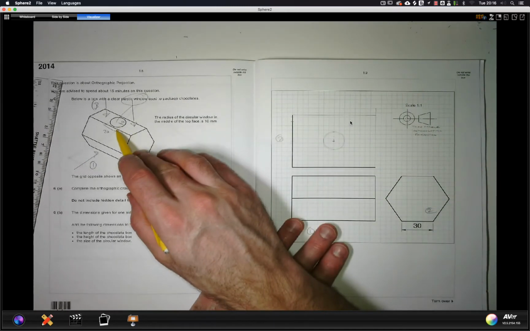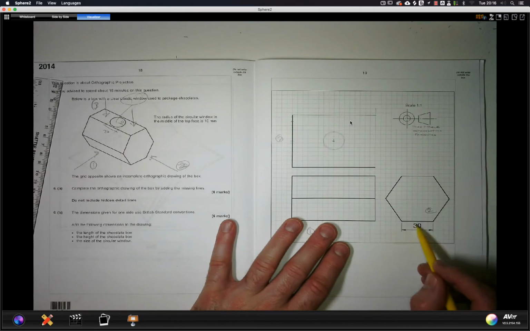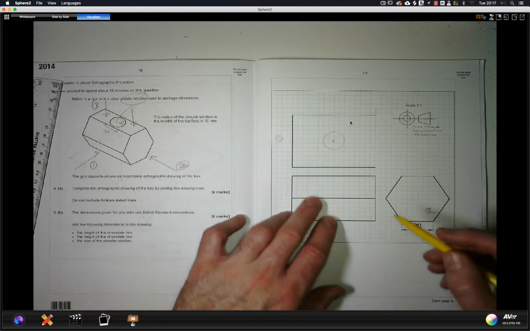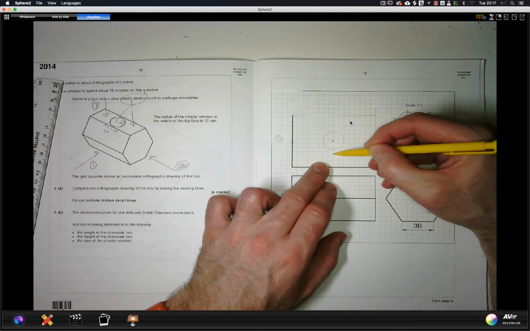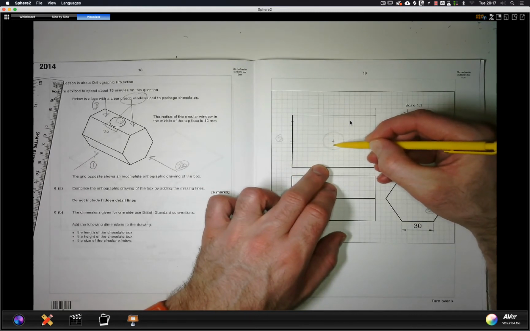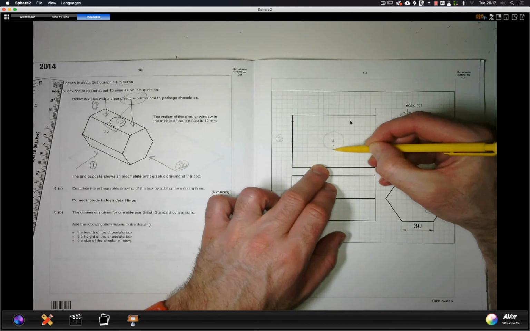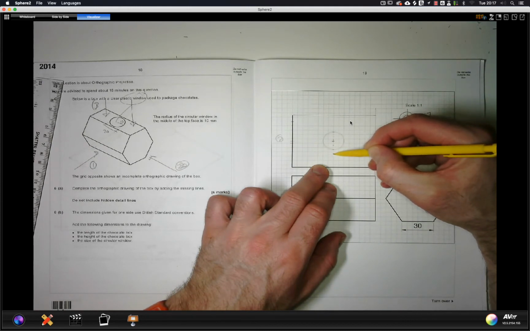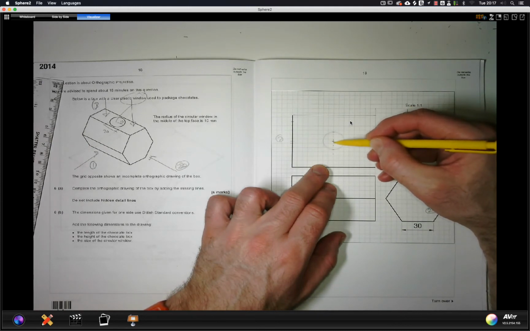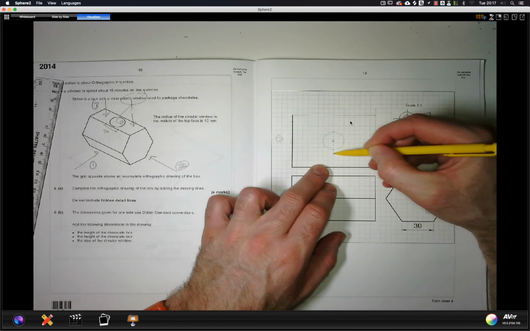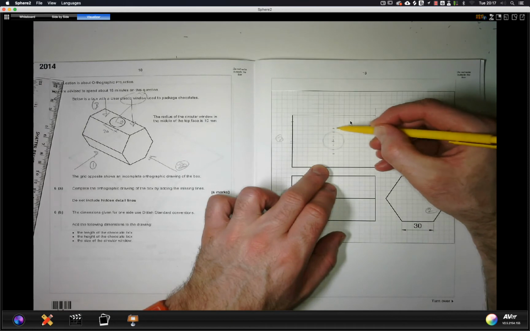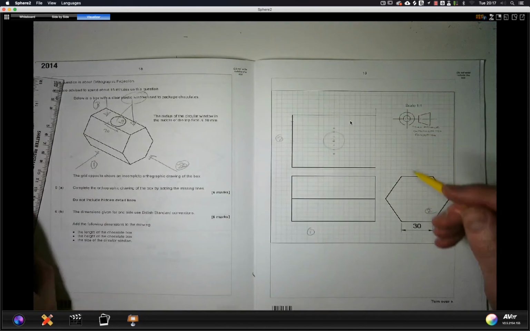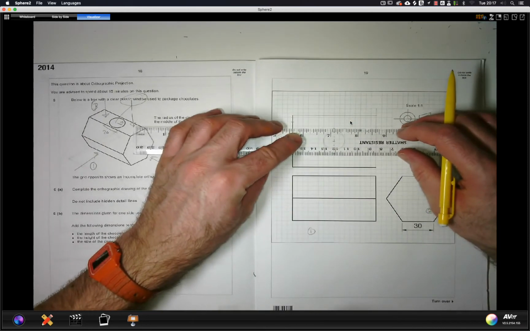Now if we look at that, we know the diameter of this, it's 30 mil. So we've got to have 30 mil here. So it's going to be slightly off the grid, look, because we've got 10, 20, okay. Let's just double check that, because it's 5, 10, 15, 5, 10, 15. So it's halfway up. Right, now we can draw those lines in.